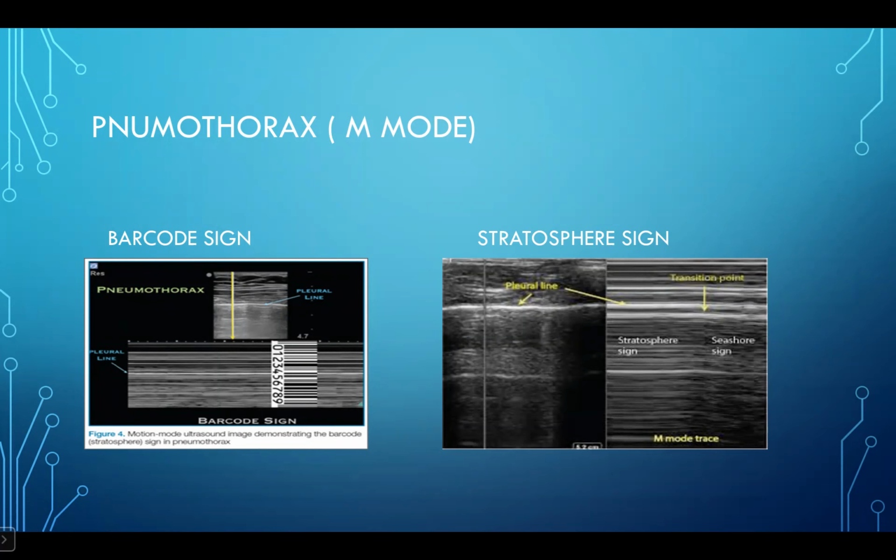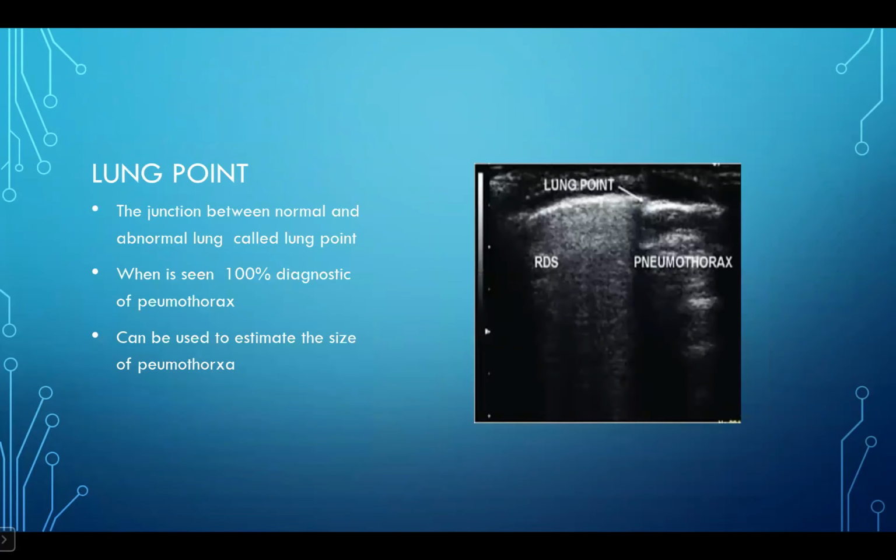The junction between the normal and the abnormal lung is called the lung point. When it's seen, it's 100% diagnostic of pneumothorax. It can be used to estimate the size of the pneumothorax, as we are seeing in this ultrasound, showing the normal lung, and the other lung containing pneumothorax, and the point between them is the lung point, which is 100% diagnostic for pneumothorax in ultrasound.